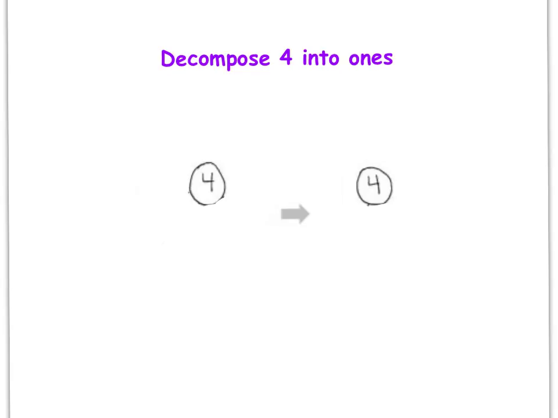So I'll take my pen. Here's 1, 2, 3, 4. There's 4 ones. But another way I can decompose 4 is into 2 parts.